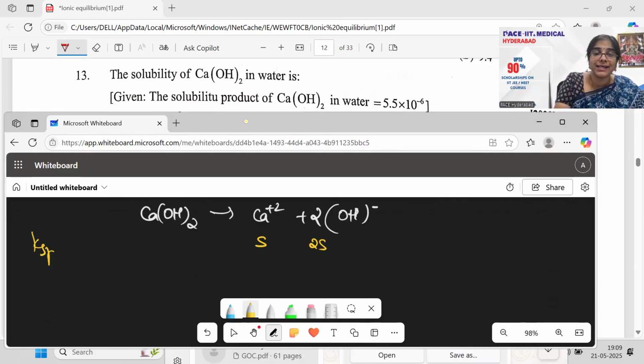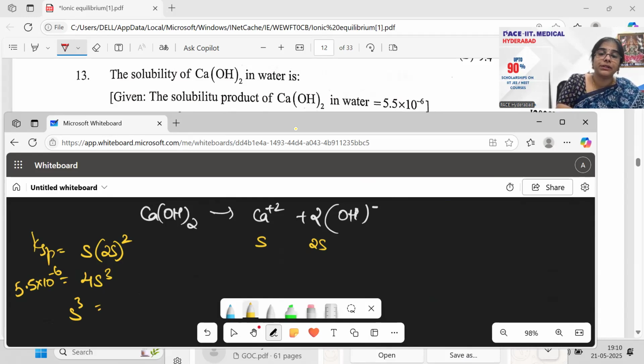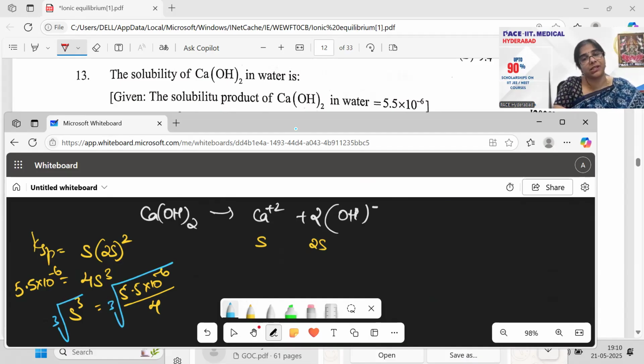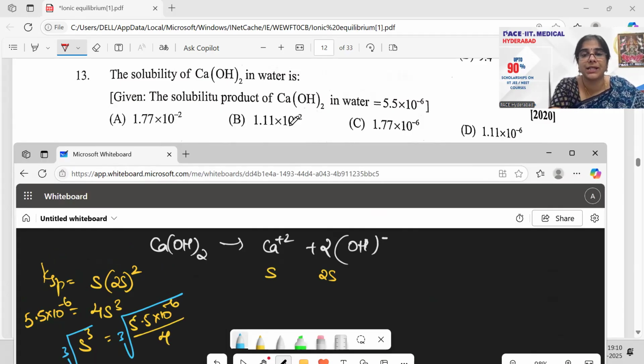So my KSP will be what? S times 2S the whole square, which is 4 times S cube. And the solubility product, KSP value, is given to us as 5.5 into 10 to the power minus 6. So S cube equals 5.5 into 10 to the power minus 6 by 4. So what will the value of S be? It is the cube root of that. We need the S value, which means the cube root of this will give you the answer. That's it. So do the calculation part. I'm not doing the calculation part. That is your answer.